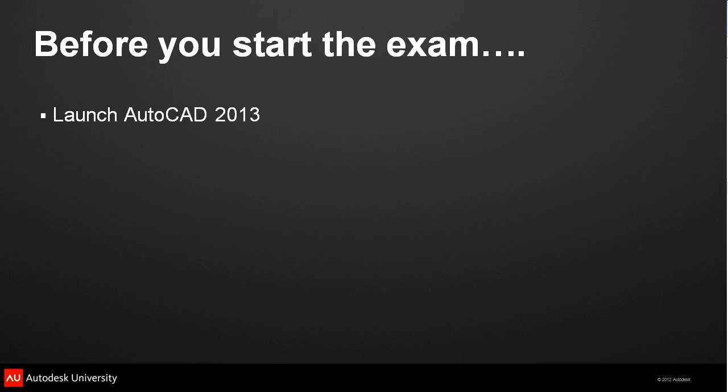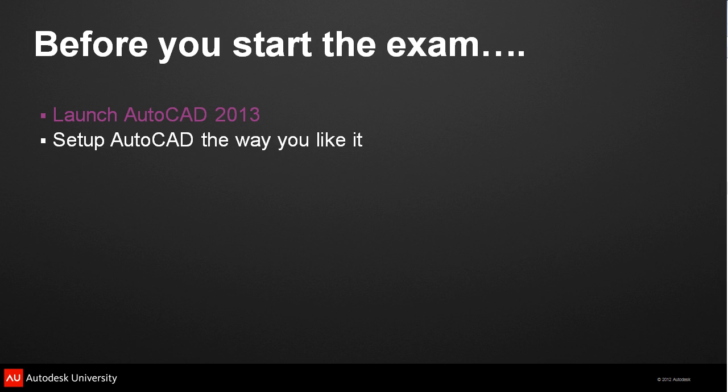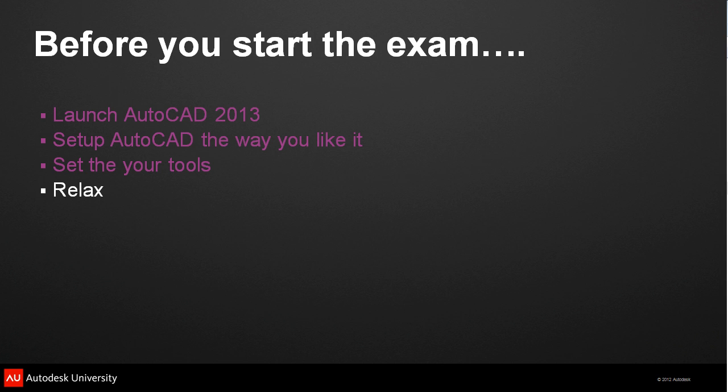So before you start the exam, launch AutoCAD 2013. Go in and set up AutoCAD the way you like it. Set your options, float the command line, dock it high, dock it low, dock it right, dock it left, whatever. But set your command line the way you like it. Turn on Properties and set the other tools that we have just talked about. Then sit back and relax. Go in and launch the exam, and you'll be all set, ready to go.